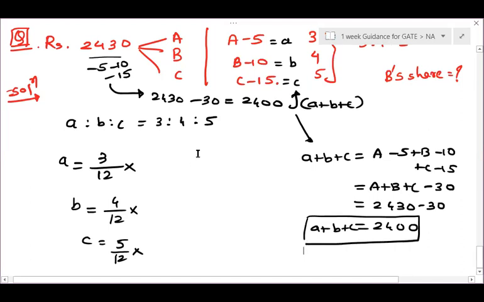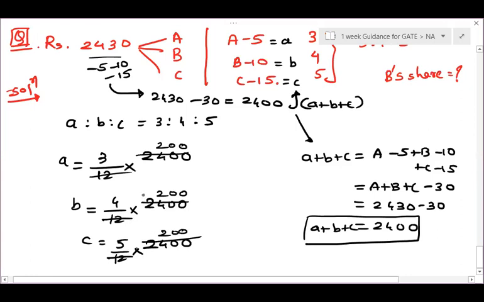Is it clear? Okay. So if I take this as 2400, this is also 2400, this is also 2400. Okay, so 12 2s are 24, 12 2s are 24, 12 2s are 24. This is your 600, 800 and 1000. They are asking you B's original share. B's original share is capital B. The small b is B minus 10. So B minus 10 is 800.